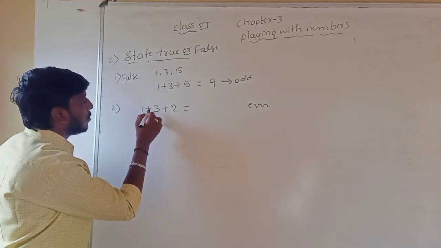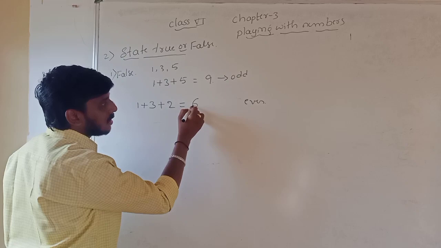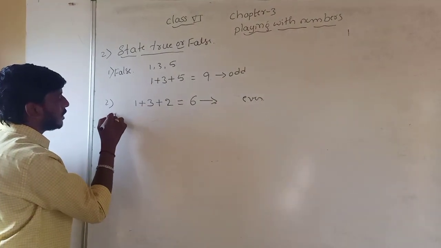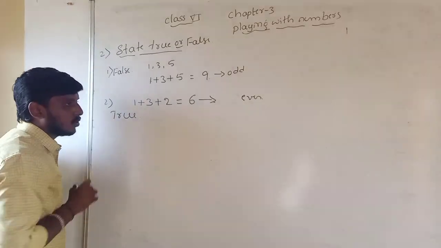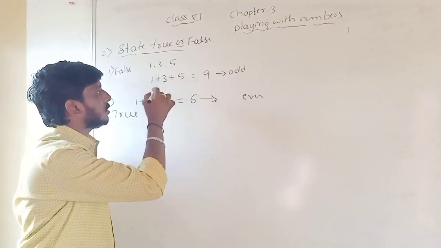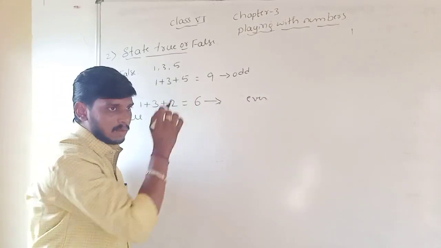So do it. 1 plus 3, 4. 4 plus 2, 6. Is 6 an even number? Of course 6 is an even number. Therefore the statement is true. Second one is what? True. It's not mandatory to take 1 and 3 only. You can select any odd numbers, but the answer will come the same.